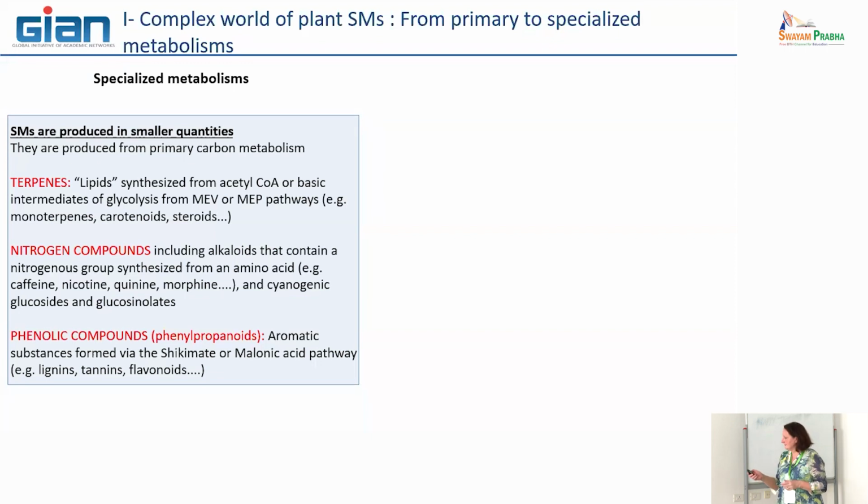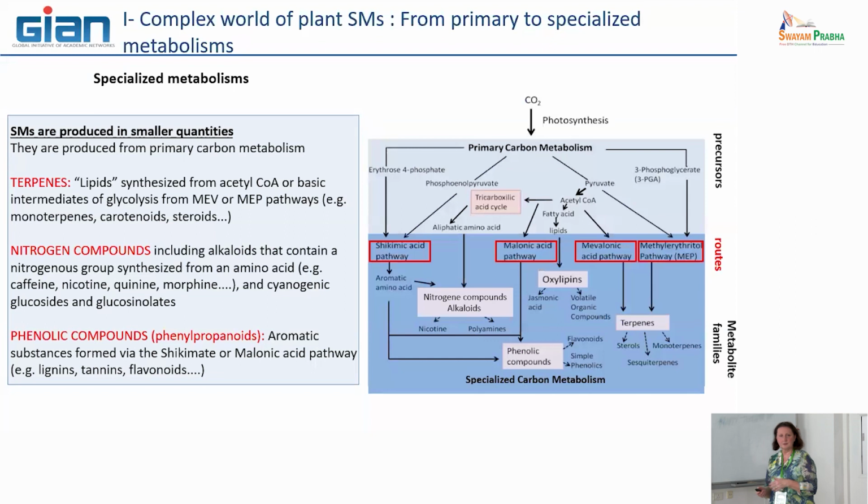And what you can see here is a link that is now well established between these primary carbon metabolisms and these specialized carbon metabolisms. As you have seen here, photosynthesis is the first point of entrance, and after there are a lot of pathways that lead to the precursors. I showed you some just before.